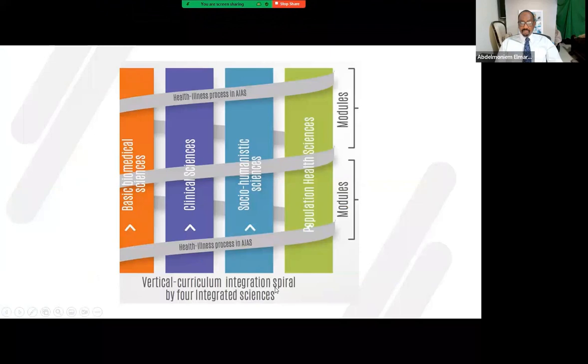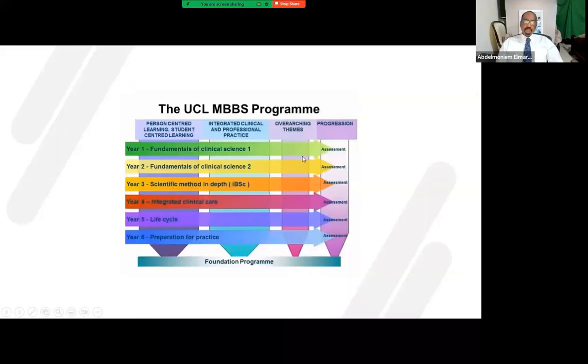vertical curriculum, and it's called integration. For example, there are four: the basic medical sciences, the clinical sciences, the socio-human sciences, humanistic sciences, and the population health sciences, which is public health. Running longitudinally with them, we will have the health illness process. So this is integration of the sciences. This is an integrated curriculum of UCL.